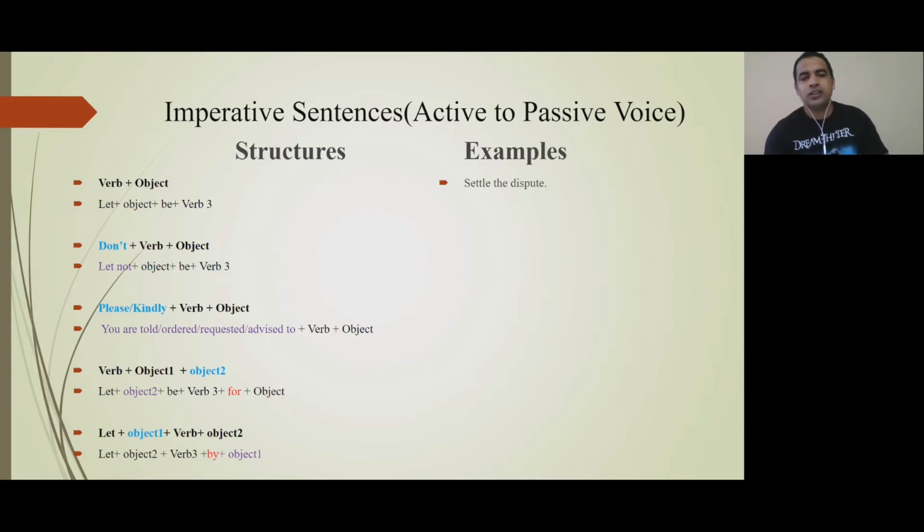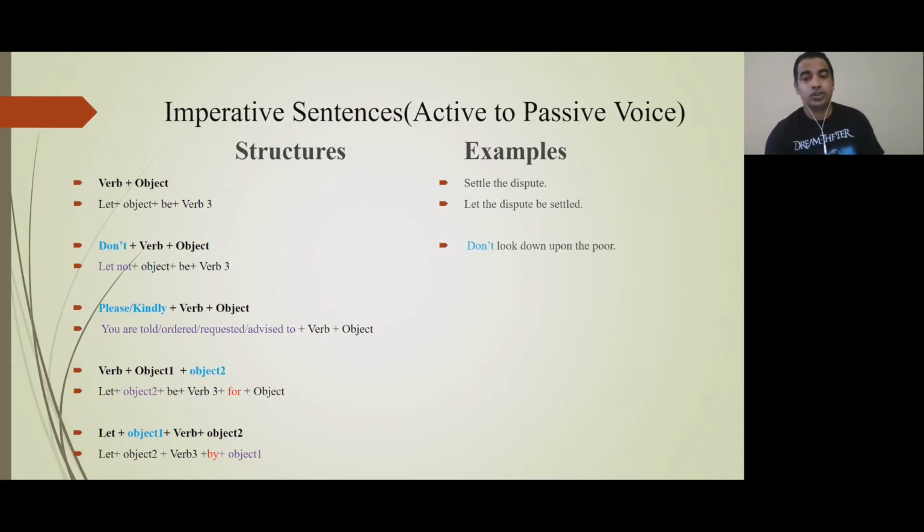First of all, the rule was verb plus object. See, settle the dispute. Settle is the verb, the dispute is the object. So what will be your answer? Check from the left side of the rules. Let the dispute be settled.